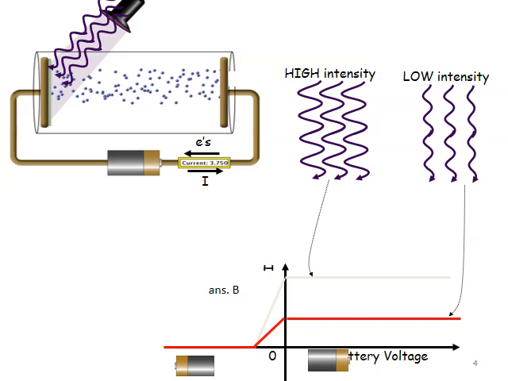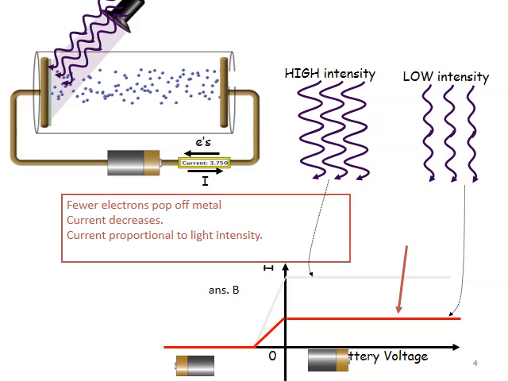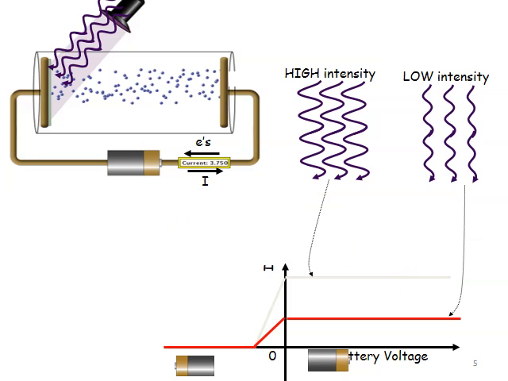Alright, we're back. The correct answer should have been B, where the high intensity light produces this graph, and the low intensity light produces this graph. Well, why does this happen? Well, with low intensity, there's fewer electrons that are popped off the metal, so the current decreases, and so that means the current is proportional to light intensity. As the intensity goes up, the current goes up. So it's a linear relationship for current and light intensity.